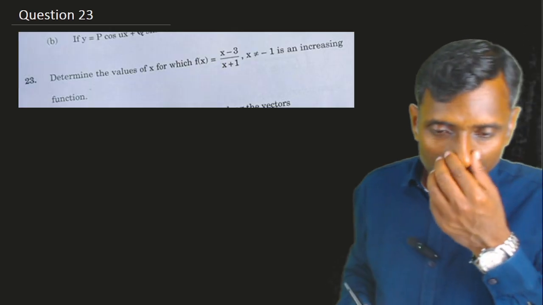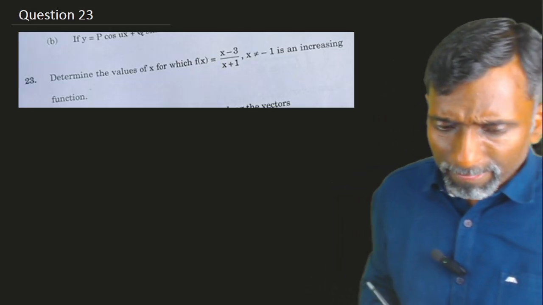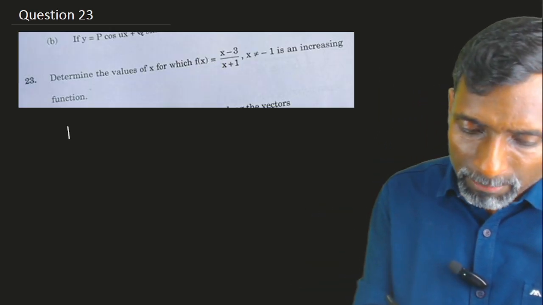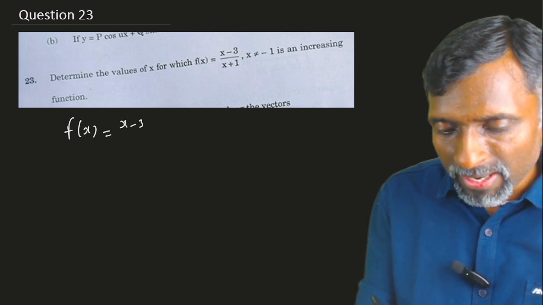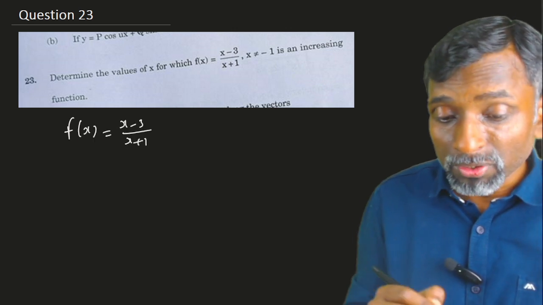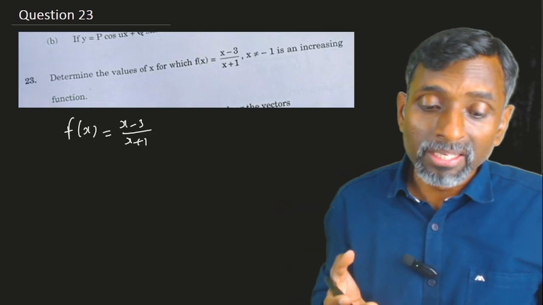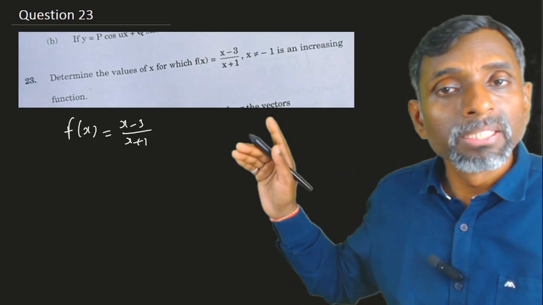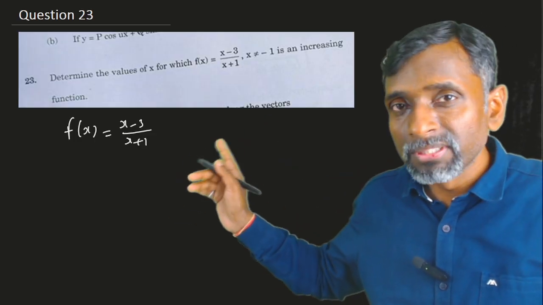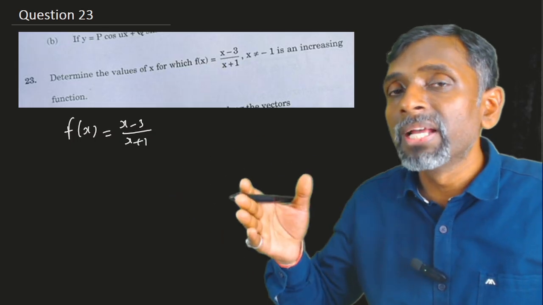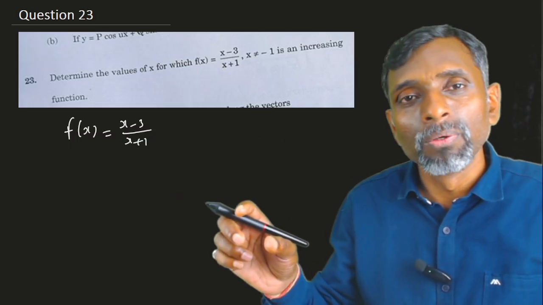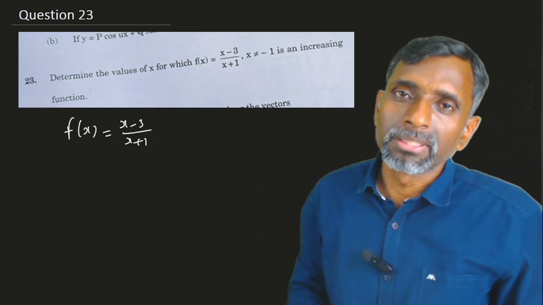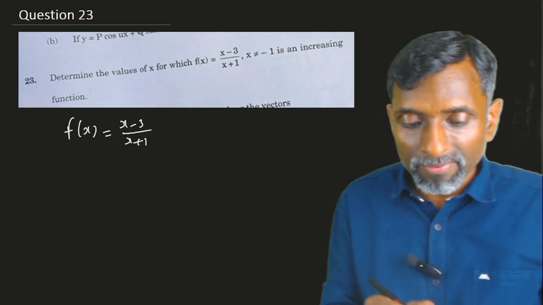Okay. Now you can see question 23. This is a very simple question based on increasing and decreasing functions. We have f(x) is equal to (x minus 3) by (x plus 1). The question is to determine the values of x for which f is an increasing function. If this is an increasing function, it means f dash x should be greater than 0. So we should find f dash x first.